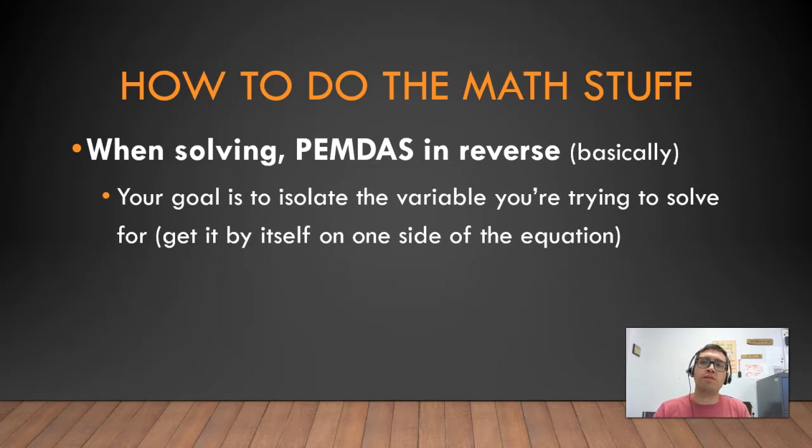Your goal when you're solving is to isolate the variable you're trying to solve for. You want to get it by itself, and if you get it by itself, you've then figured out what number that variable represents on one side of the equation.